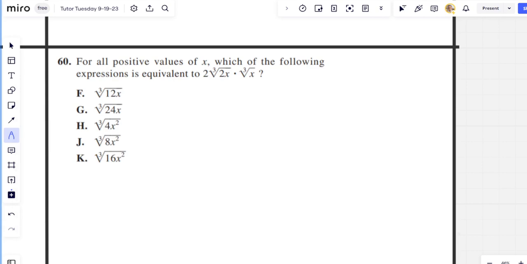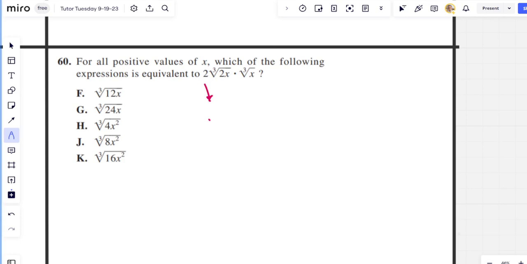For all positive values of x, which of the following expressions is equivalent to 2 cube root of 2x times the cube root of x? All the answer choices look like they're under a cube root, which gives me a clue we want to put everything into the cube root, even this 2.